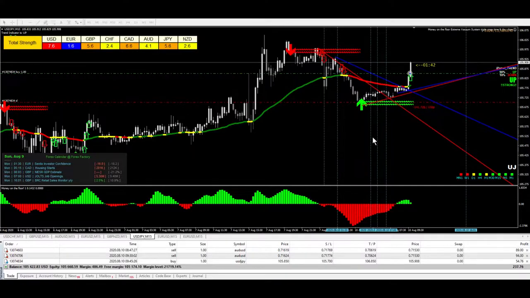Right now I'm showing off the newest robot. Yep, we keep adding to it. We just had the Money on the Floor Extreme Vacuum system with a cross, but now we're adding a triple cross.